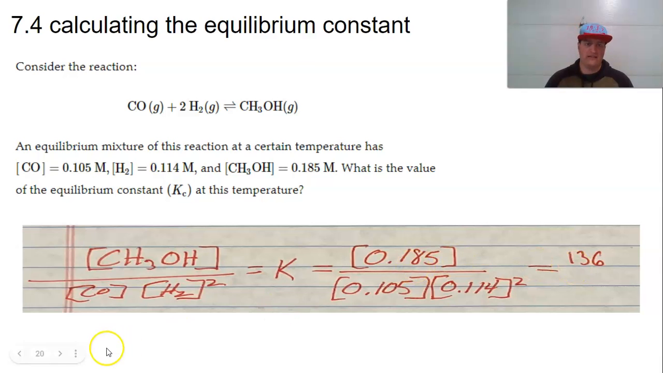What does that really mean? What that simply means is that the products are going to be favored, meaning that there's going to be a higher amount of products than reactants.